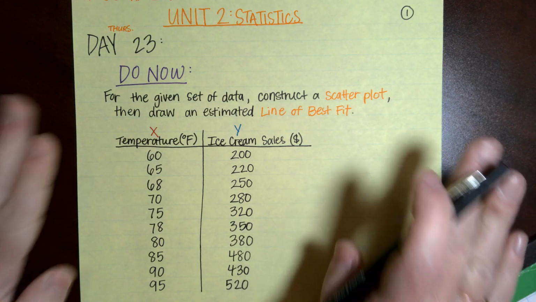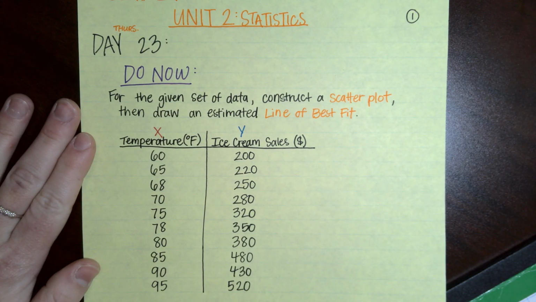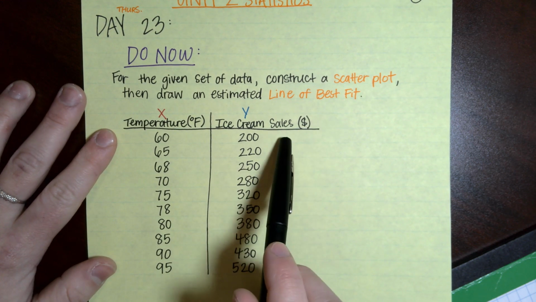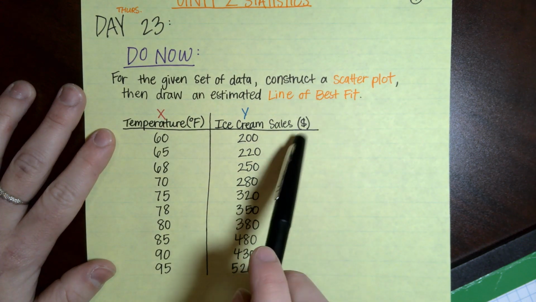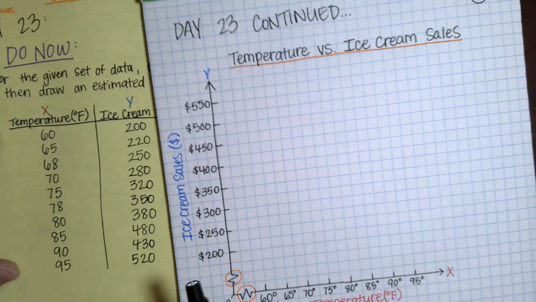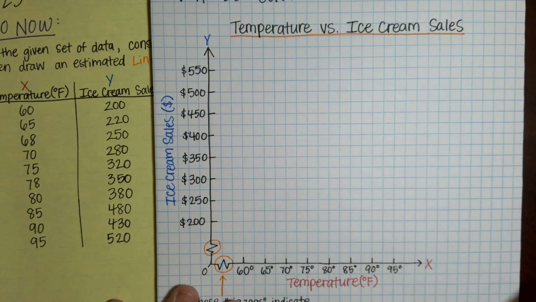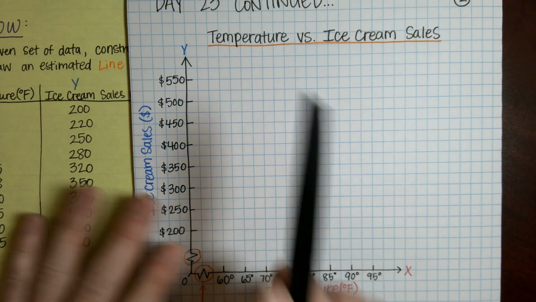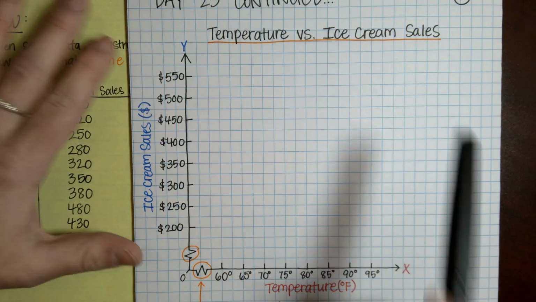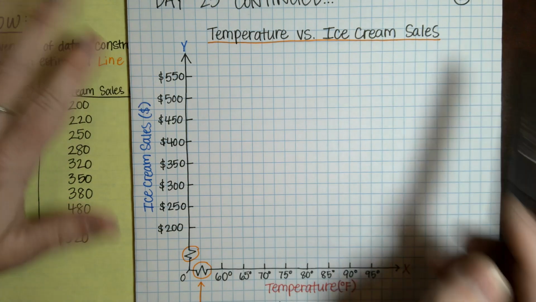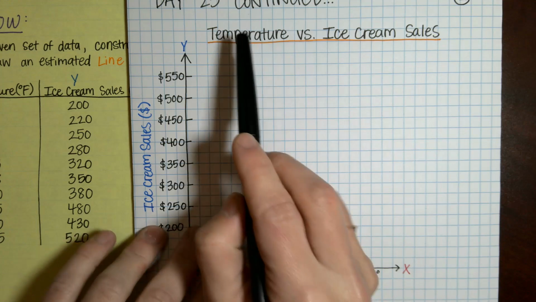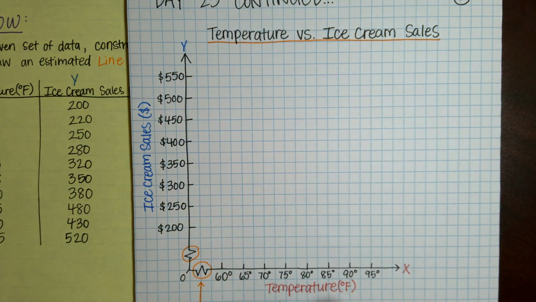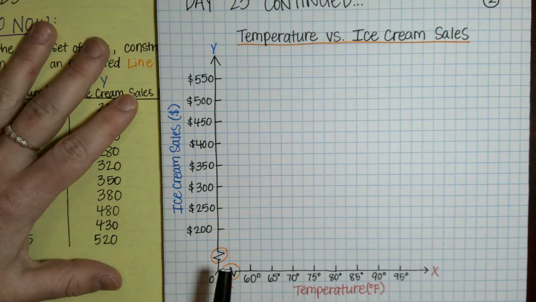Awesome. Okay, so here's our do now. We're making a scatter plot of this data. We have temperatures in Fahrenheit, and we have ice cream sales in dollars. So I made a little graph here, and to repeat what I didn't just say, your scatter plot or anything that you're showing information on visually needs to have a title. So if you don't have a title on yours, I would like you to write temperature versus ice cream sales or something similar, just to show that those are the two variables we are comparing here.